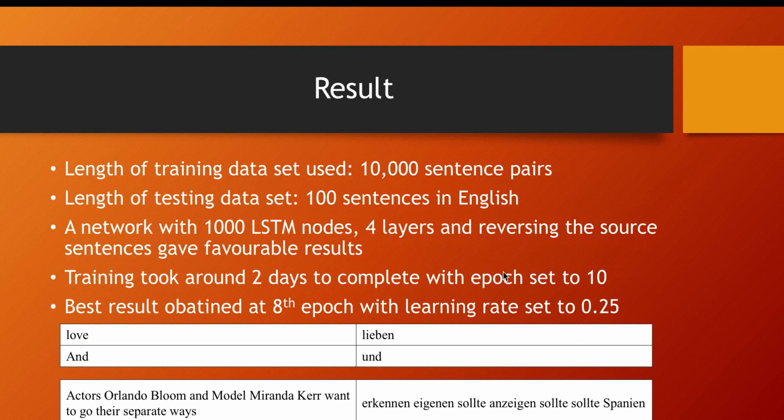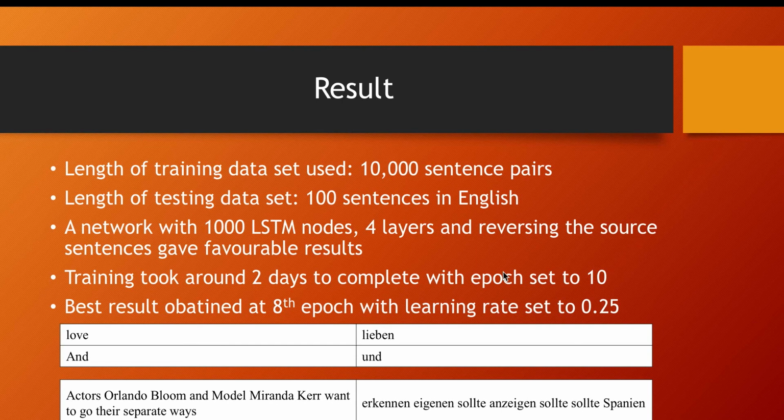Now the result part, before coming to that, I would like to tell that I used the length of the training data set to be 10,000 sentence pairs, and the length of the testing data set was 100 sentences in English, which was supposed to be converted into German. Now, I tried out different networks with different number of nodes and layers. What worked out best for me was a network with 1000 LSTM nodes and 4 layers.